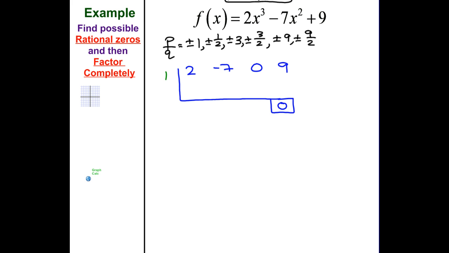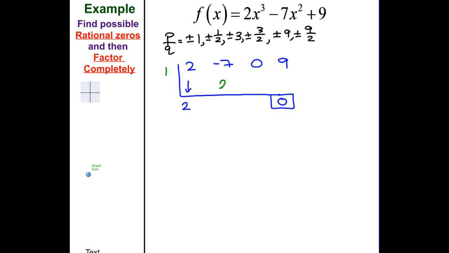Let's try it. So 1 times 2 is 2, get negative 5. 1 times negative 5 is negative 5. Add those, we get negative 5. 1 times negative 5 is negative 5. That one doesn't work. So again, I like to just keep going in order. So negative 1. So negative 1 times 2 is negative 2. Negative 9. We get positive 9. Add those, we get 9. Negative 1 times negative 9 is negative 9. Look at that. They add up to get us 0.